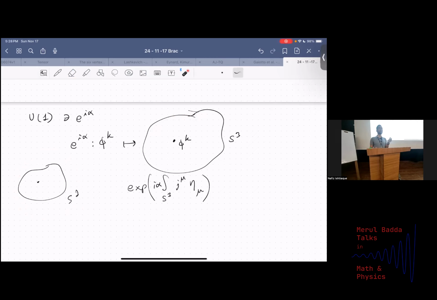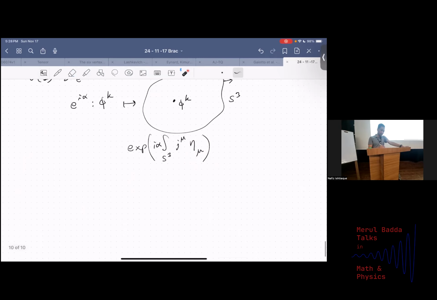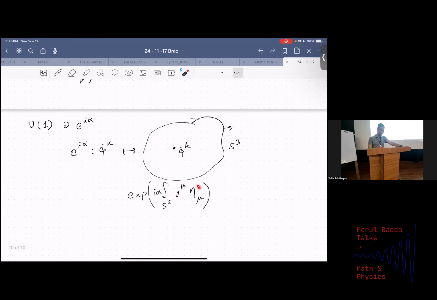In 3 dimensions, you would surround a point by a 2-sphere, and in 4 dimensions, it's a 3-sphere. Let me explain the components of this expression. By eta mu, I mean the unit normal vector to your sphere. J mu was the conserved current. So you can contract this to get a local function on your sphere, which you can integrate over the sphere.